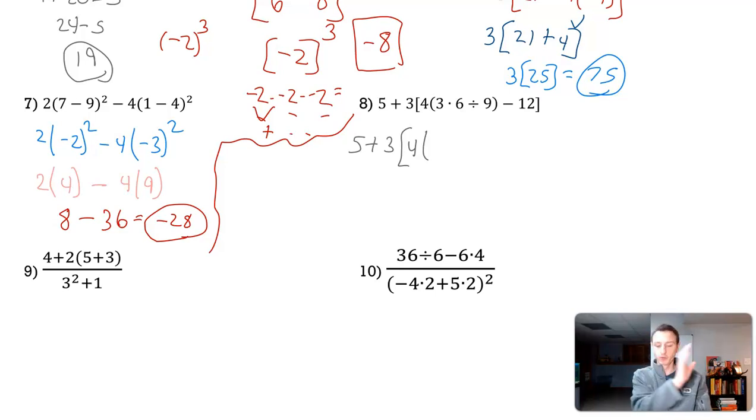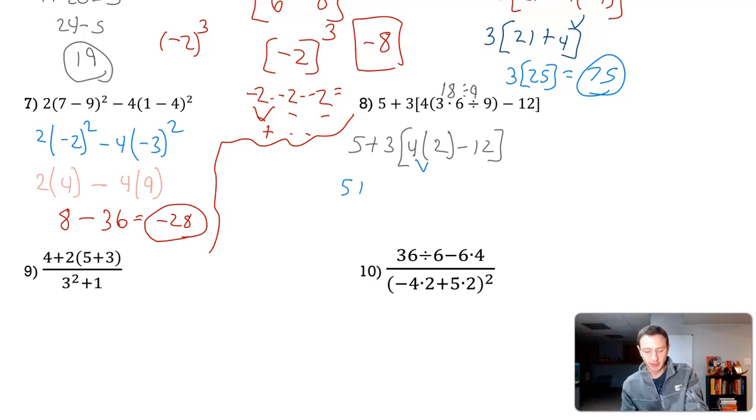So I want to go left to right. I just go through the order of operations left to right. And I just have 3 times 6, which is 18. And then I have 18 divided by 9. 18 divided by 9 is 2. So 4 times 2 minus 12. Still within the brackets, I have now this multiplication. So 5 plus 3, bracket 4 times 2 is 8, minus 12.